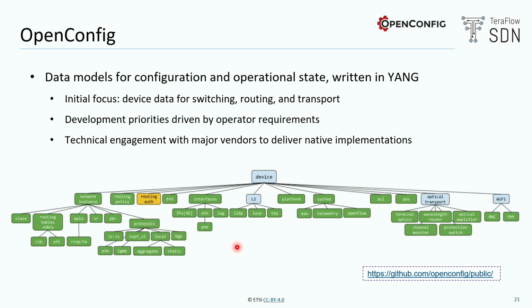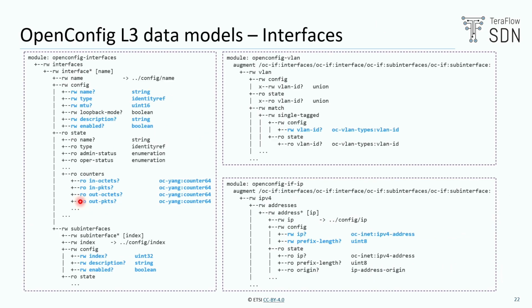The ones that we are interested in during this Hackfest are mainly the interface module and also the network instance, okay? Because interface enables us to configure IP addresses in the devices, and network instance enables us to configure static routes in the devices. That's it. I will not bother you more with the rest of the models.